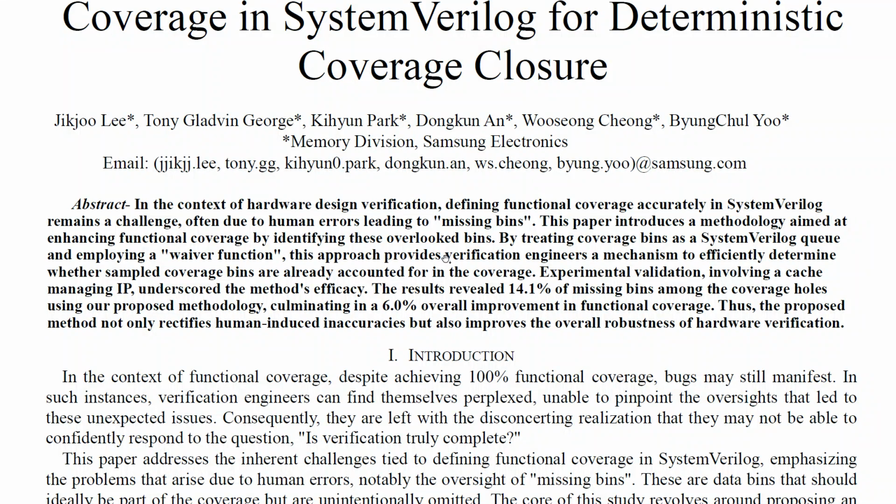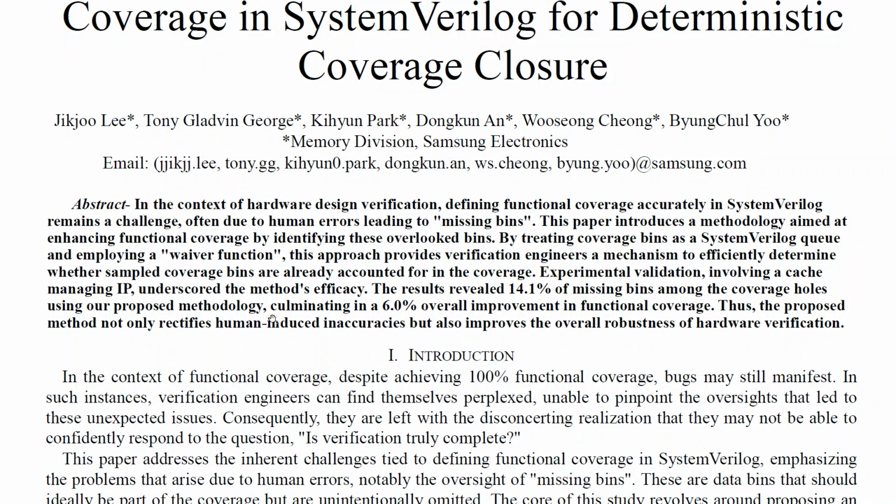This approach provides verification engineers a mechanism to efficiently determine whether assembled coverage bins are already accounted for in the coverage. Experimental validation involving cache managing IP underscored the method's efficacy. The result revealed 14.1% of the missing bins among the coverage holes using our proposed methodology, culminating in a 6.0% overall improvement in functional coverage.